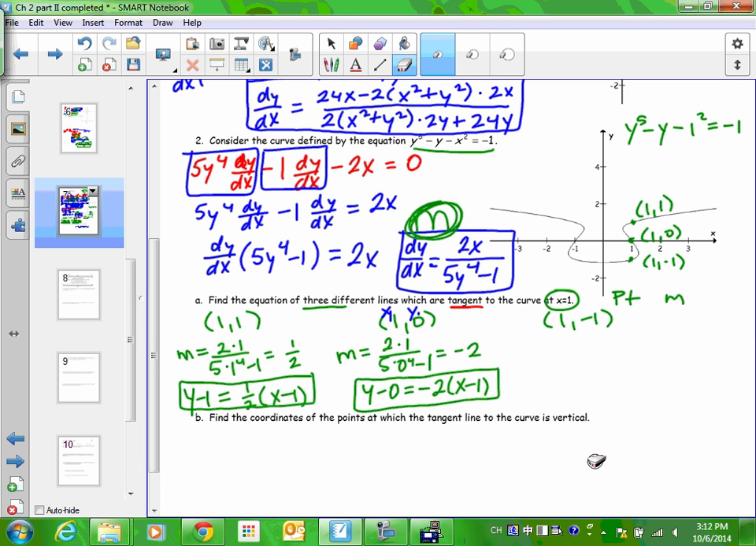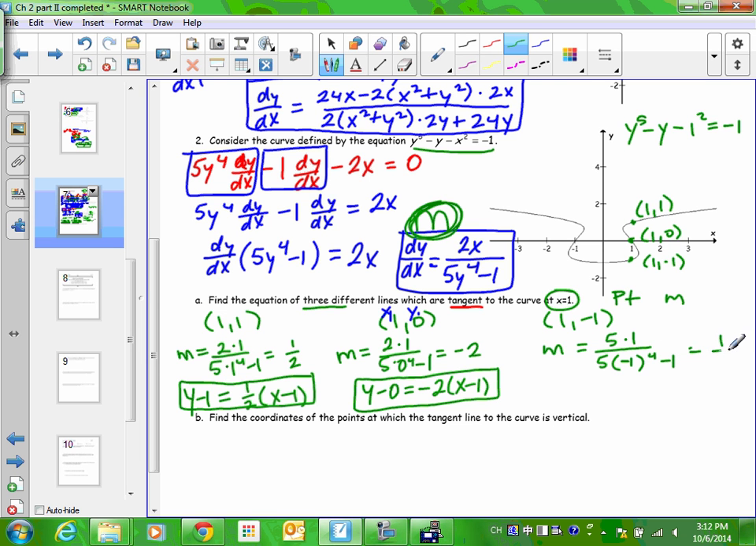So I want everybody to try that third one on their own. And if you've got that, I want you to read part B and see if you can have an idea. Always ask questions. That's how we learn.